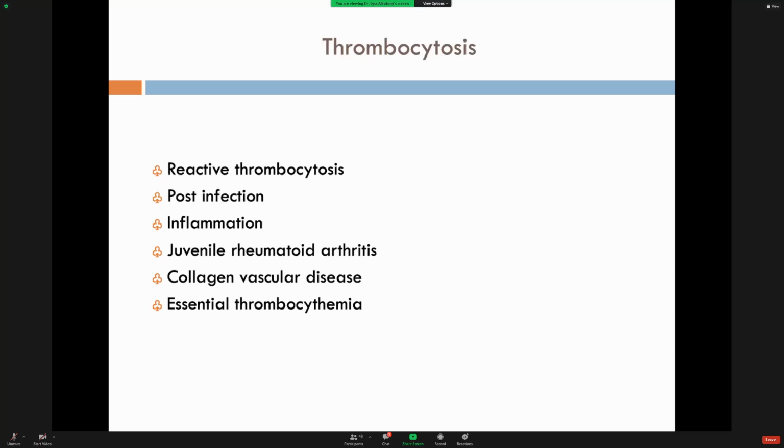Post infections, inflammation, juvenile rheumatoid arthritis, collagen vascular disease. Another category is essential thrombocythemia, which belongs to the myeloproliferative disorders, and we will talk about it later. In essential thrombocythemia, platelets are usually more than a million, between a million and 1,500,000. But reactive thrombocytosis, post-splenectomy, iron deficiency anemia, post-infection, inflammation, all of them can cause thrombocytosis.